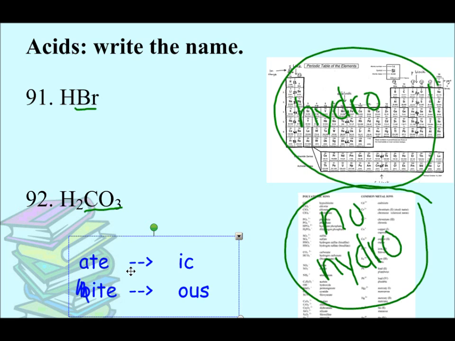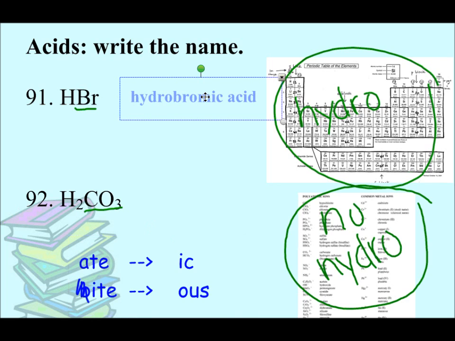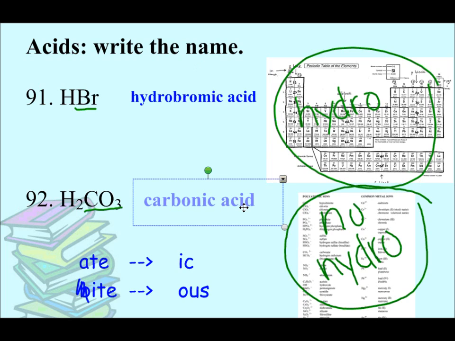Okay, so for number 91, we have HBr. Well, Br is found on the front of the periodic table, so I'm going to use hydro. So this will be hydrobromic acid. And you always change the ending of an acid to ic if it's in this form. So hydrobromic acid. For 92, the name will be carbonic acid.